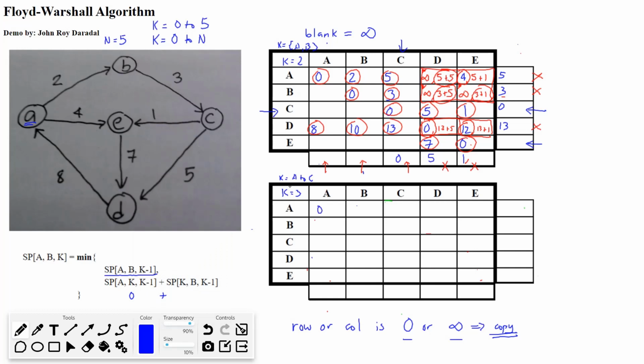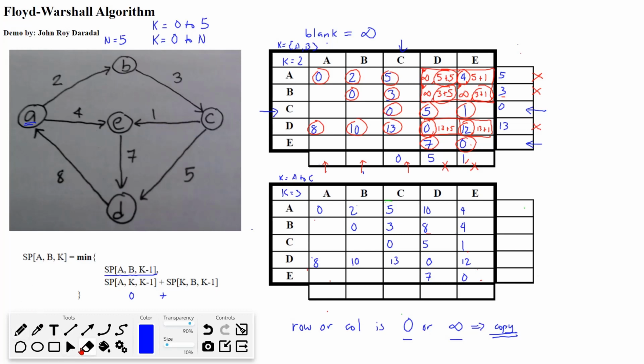So let's copy that. 0, 2, 5. We have a new value 10. Still the same value 4. And then next row 0, 3. New value 8. New value 4. And then 0, 5, 1. Copy the rest. 10, 13, 0, 12, 7, and then 0. Okay, so this is now for k is equal to 3.